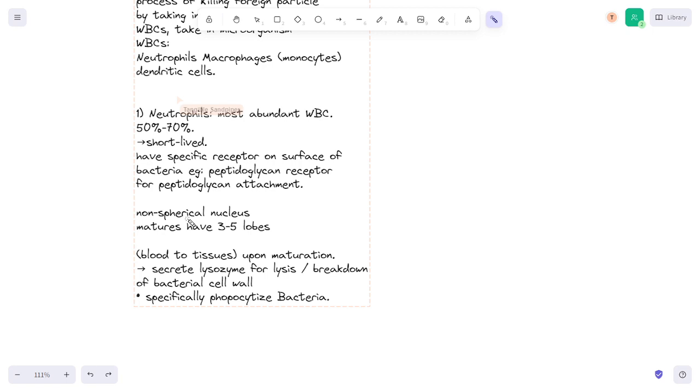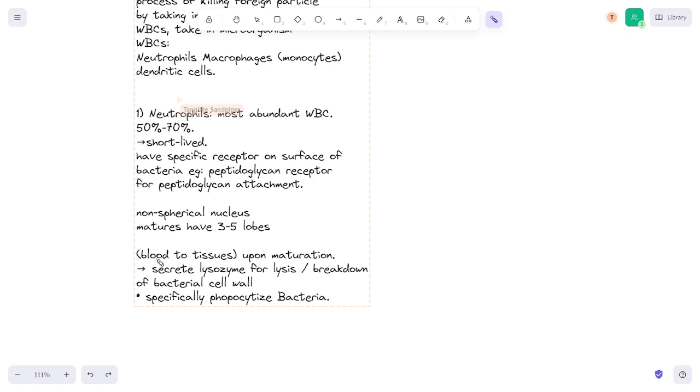They have a non-spherical nucleus, and mature neutrophils have 3 to 5 lobes. If the neutrophil is not mature, there will be no lobes. If the neutrophil is mature, there will be 3 to 5 lobes. Upon maturation, these neutrophils transfer from blood to the tissues.